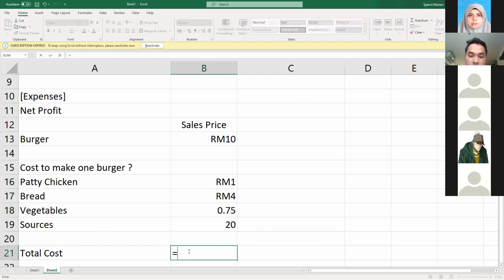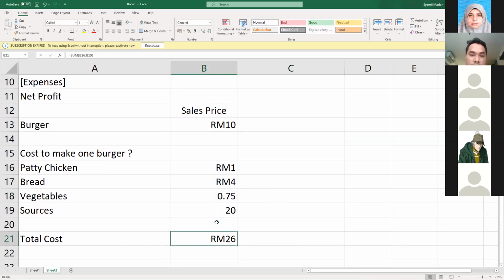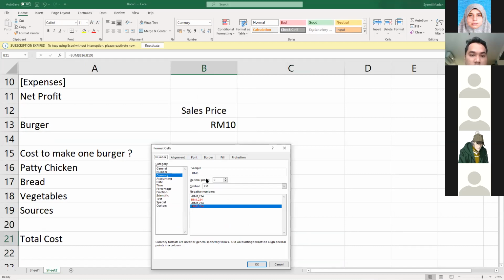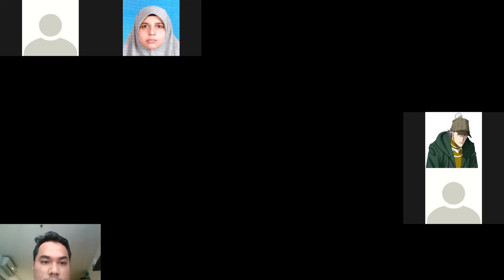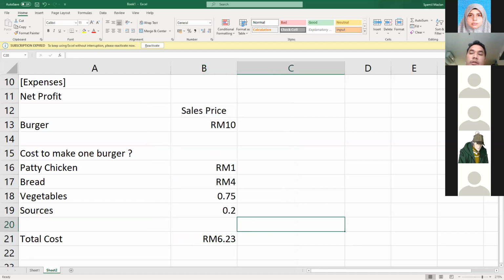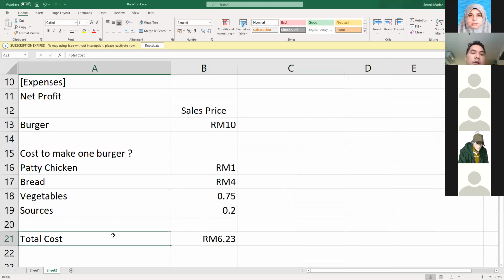Sorry? 5.95. Oh, sorry, it should be 0.2. Okay, the price is 6 ringgit, right? Yeah, almost 6. Okay, 6.23. So this is what we call the cost of goods sold.